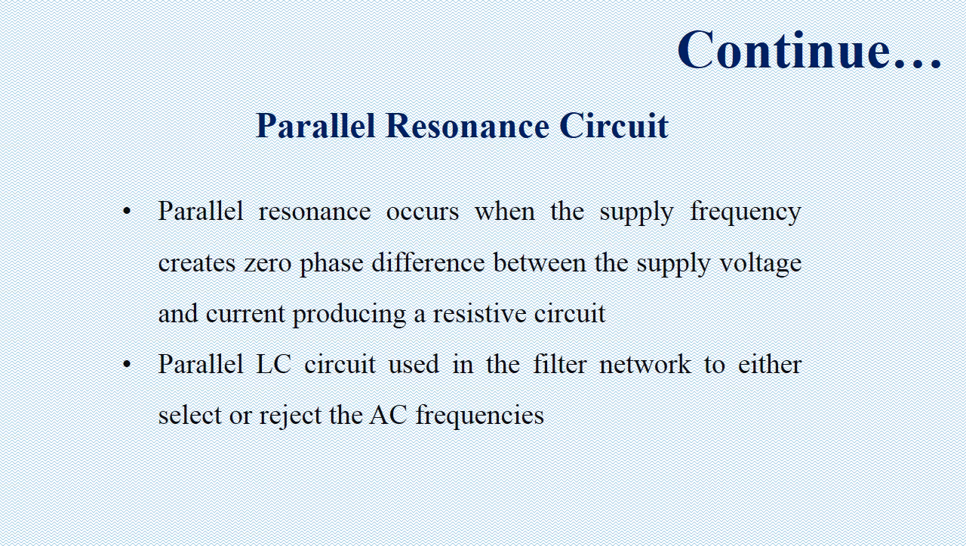A parallel resonant circuit stores the circuit energy in the magnetic field of the inductor and the electric field of the capacitor. This energy is constantly being transferred back and forth between the inductor and the capacitor, which results in zero current and energy being drawn from the supply. A parallel LC circuit is used in filter networks to either select or reject AC frequencies.